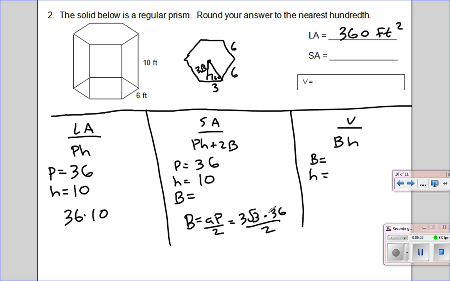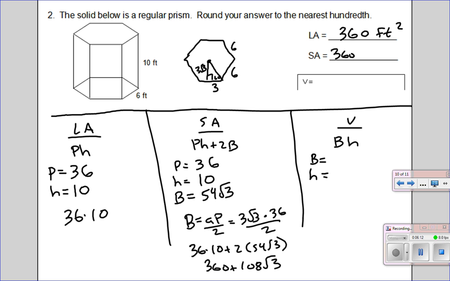Well, you just plug that in and you get big B. 3 times 36 is 108. Root 3 divided by 2 is 54 square root 3. So now we plug in for surface area: 36 times 10 plus 2 times 54 root 3. 360 plus 108 square root 3. So that is the surface area because we cannot combine those, and that's going to be feet squared.